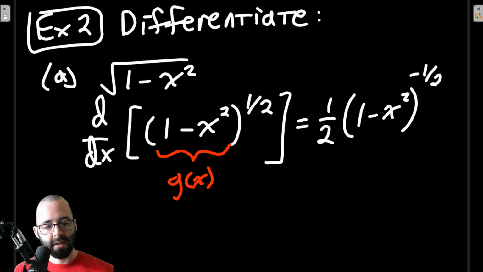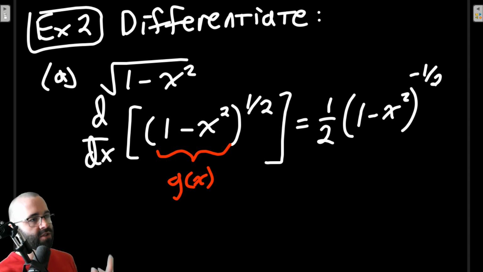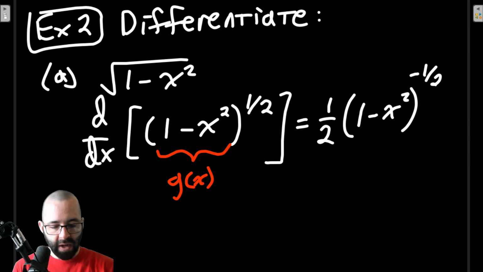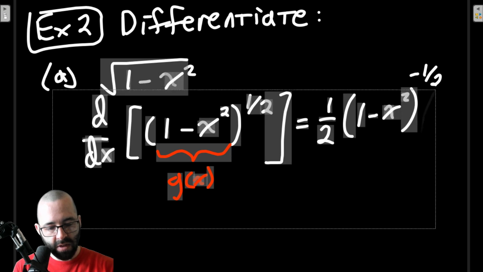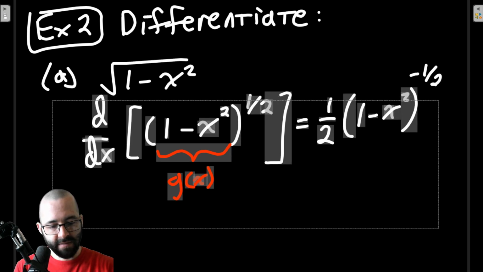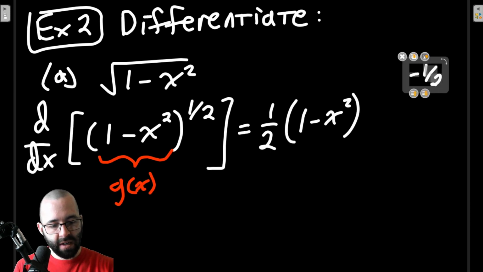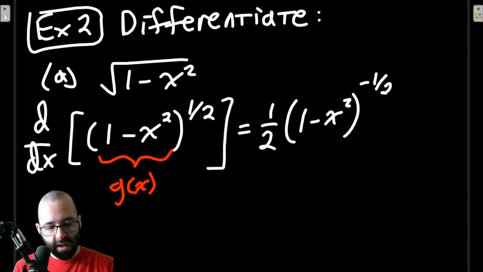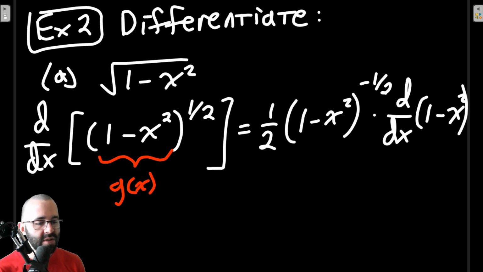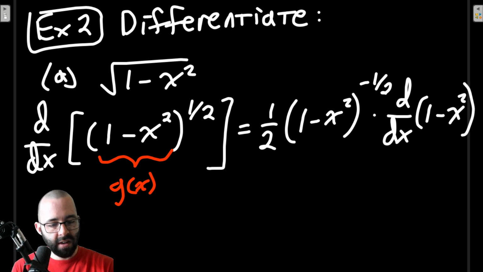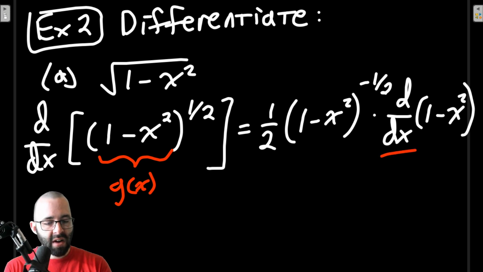Subtract 1 from the exponent. So this is what it would be like if it was just the regular power rule. But we have to use the general power rule, okay? So we have to multiply this by the derivative of that inside function, by the derivative of g. So let's write this. Multiply this by the derivative of that inside function, 1 minus x squared. And now you see really that we have a lot of layers now. Because next up, we need to take the derivative of that inside function.